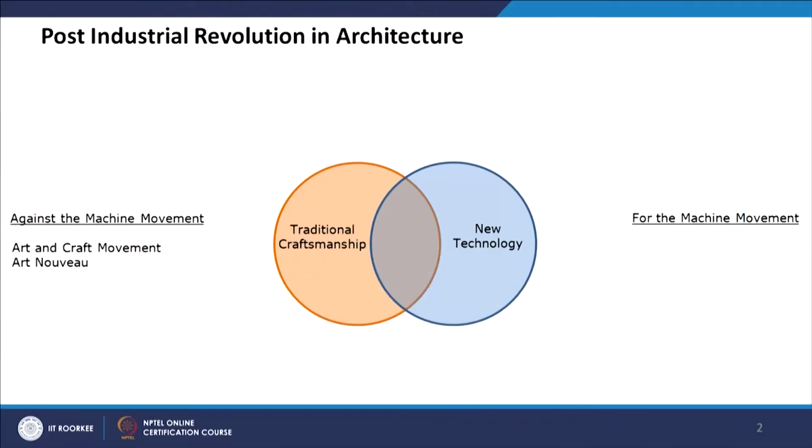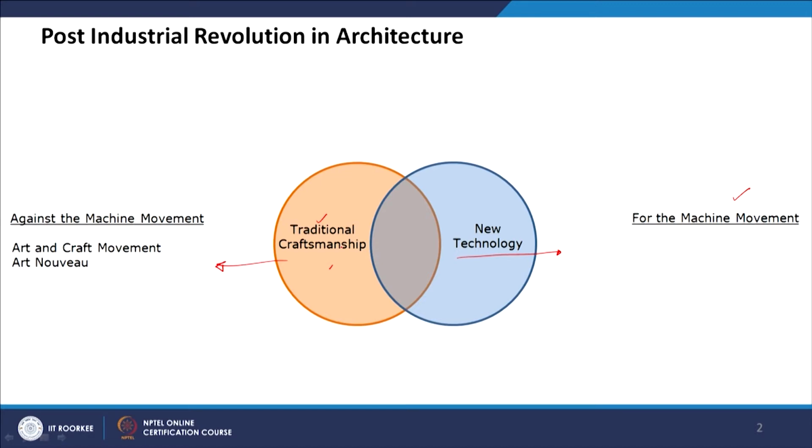So if we look at the situation right now in the post-industrial revolution and pre-modern era, there were two architectural styles, and they were absolutely at opposite poles. One went for the machine, which was the style based on machine-generated aesthetics. Another was against the machine, which encompasses the traditional craftsmanship as well as the traditional architectural style.